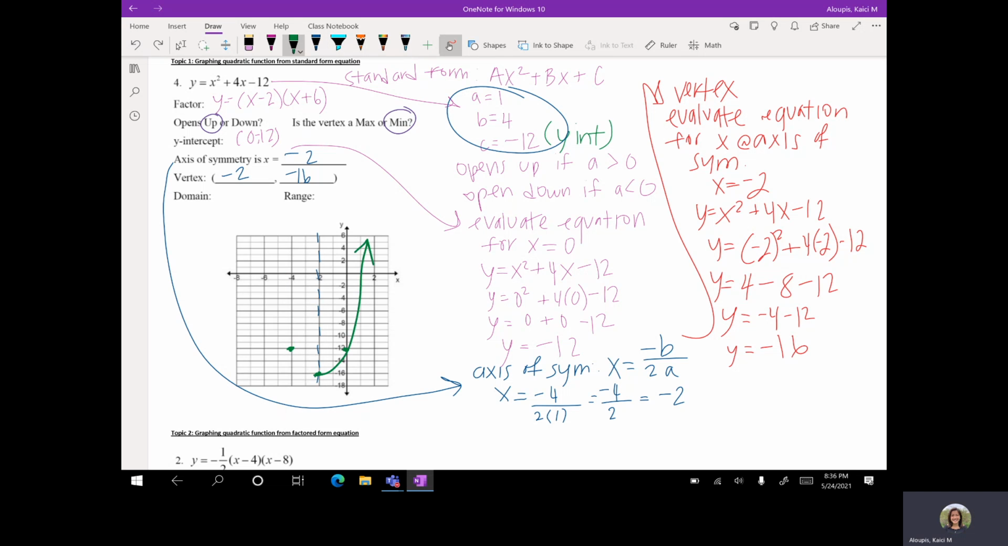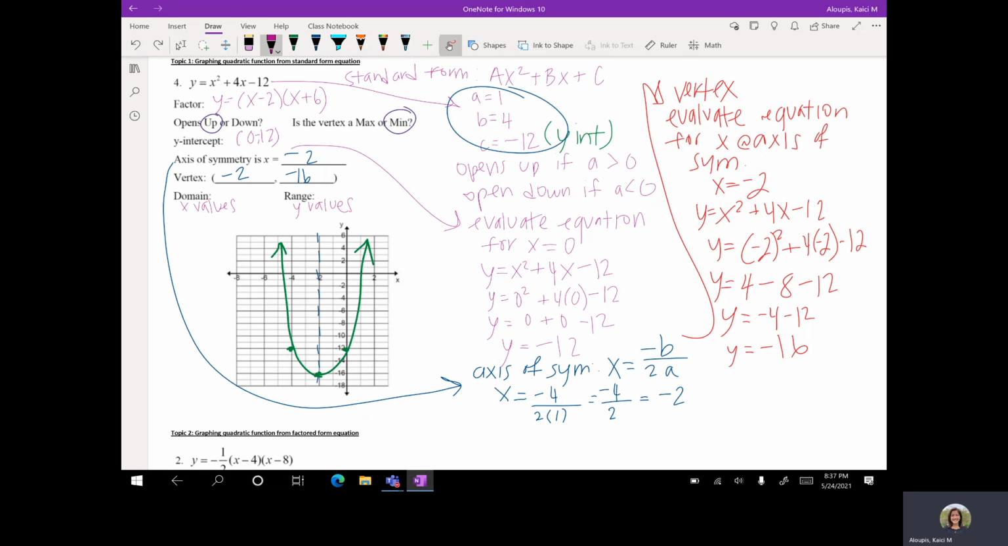Oh, didn't go through the point. Okay. The last bit that they want us to answer is the domain and the range. Remember that the domain is a fancy word to say what are all the possible x values that we could evaluate our function at. And the range are what are all the possible y values that we could evaluate for.